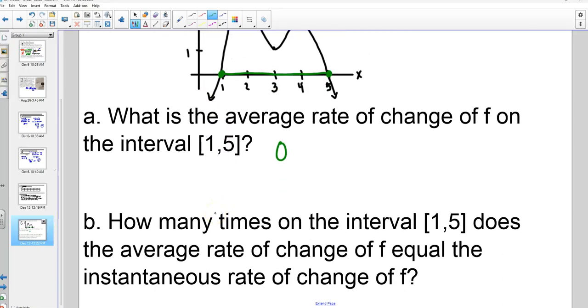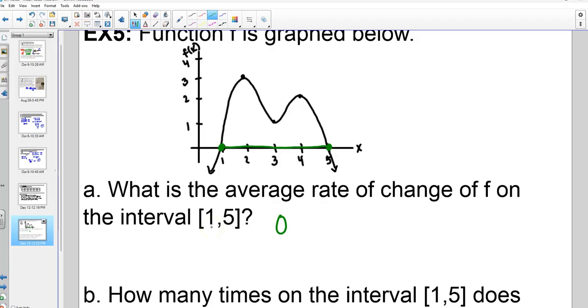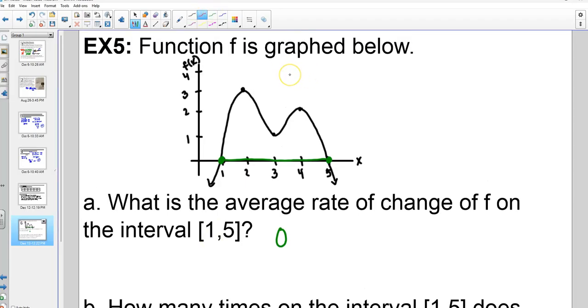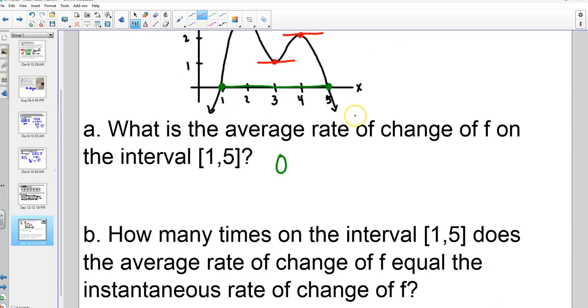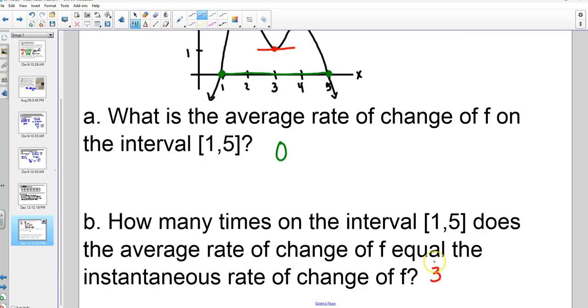How many times on the interval from 1 to 5 does the average rate of change of f equal the instantaneous rate of change of f? Okay? All right, what are the points going to be on this graph? Right here at (2, 3), (3, 1), and (4, 2). Notice that those are all maximum or minimum points of that graph, relative maximum or minimum points, most of them. So we would have 3 times that happens right there.